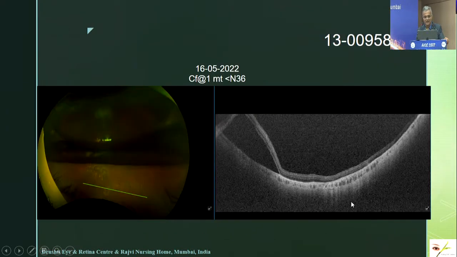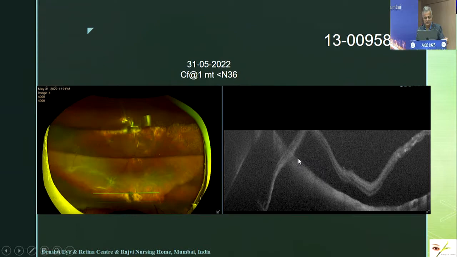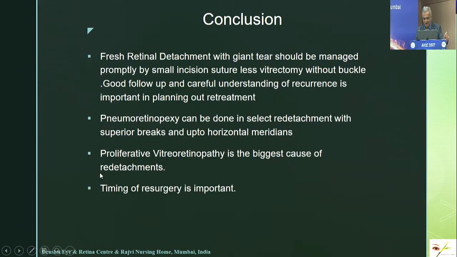But again, he has got detachment, and we have taken a series of photographs, and you know now that this is because of the PVR which has set in. There is an early fixed fold. So probably he would need another surgery with oil. So this helps us to understand the pathology.